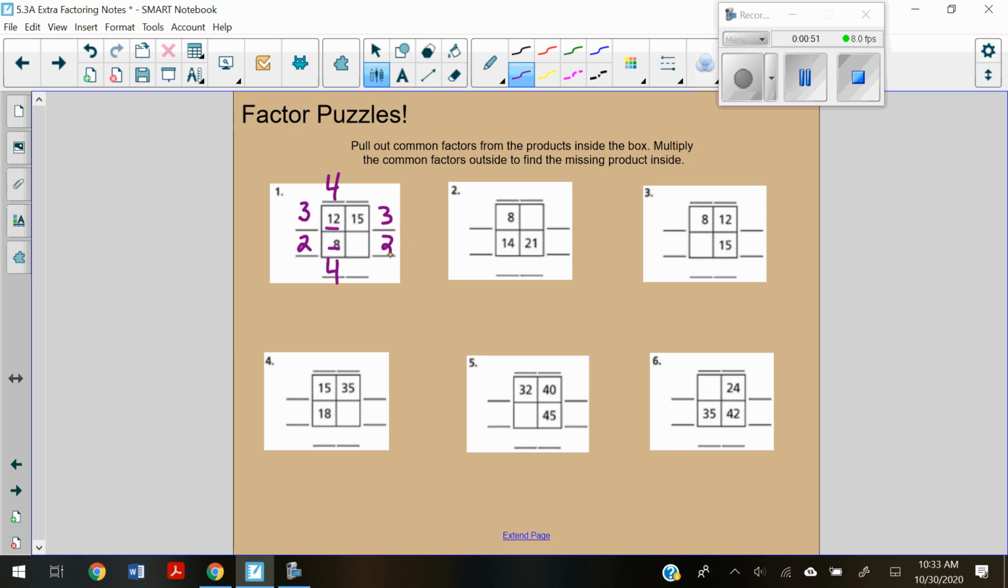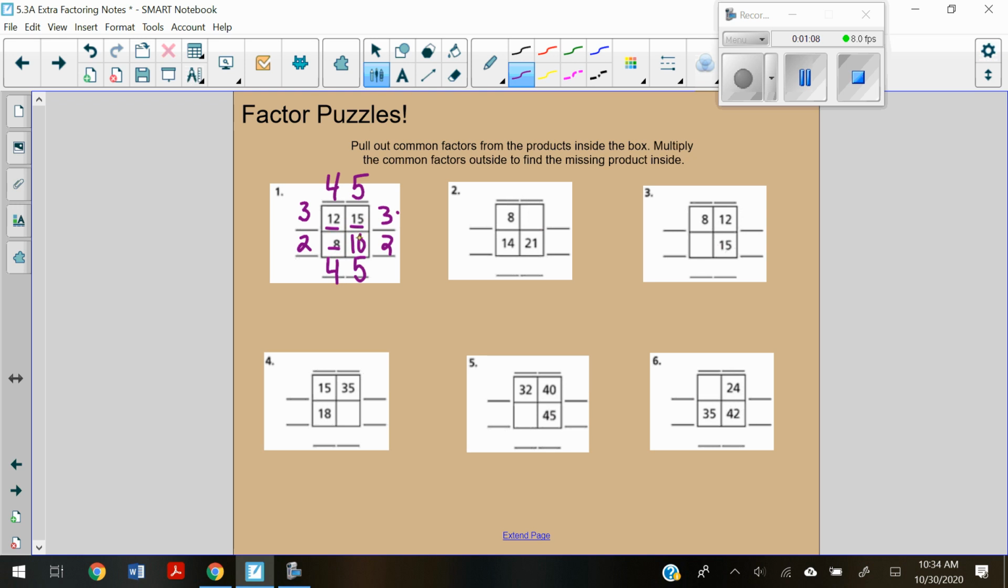Now I'm looking at, I have 15, and one of my factors is 3. So 3 times what gives me 15? And that ends up being 5. And I bring that down. 5 times 2, we get 10. All right. Hopefully that looks a little familiar, but we're going to try another one.